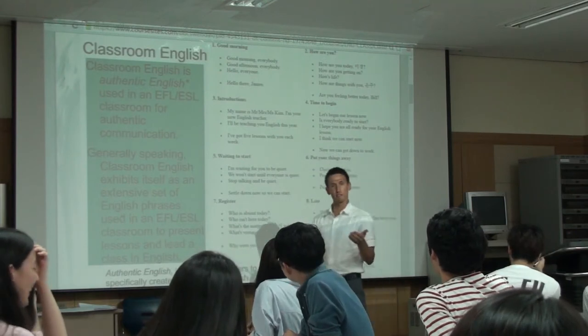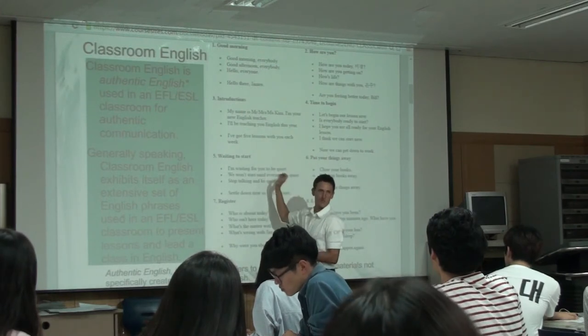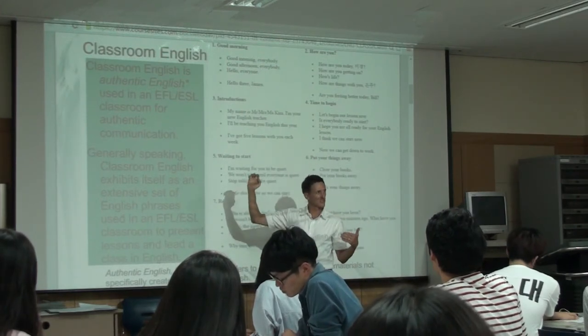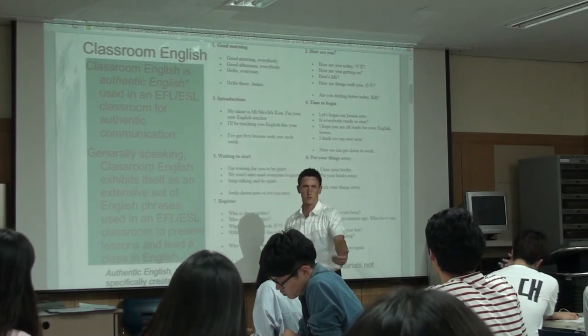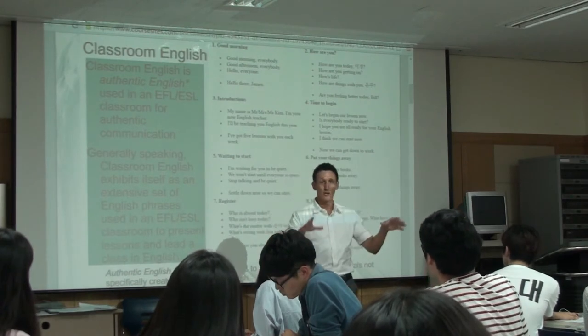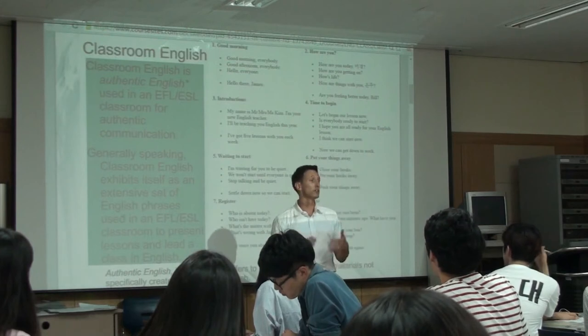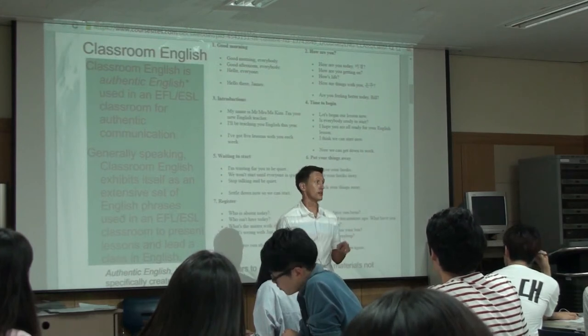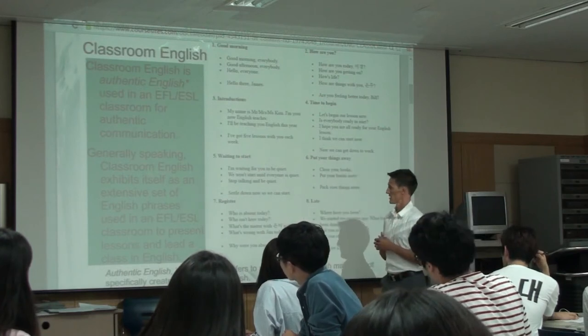But you get my point: what happens a lot is that people just begin teaching these phrases. So what they're doing is teaching English to teach English. Whereas what I really want us to think about is that you have your English ability, and we use our English ability to do things that are not about teaching English. That's kind of my feeling for classroom English.